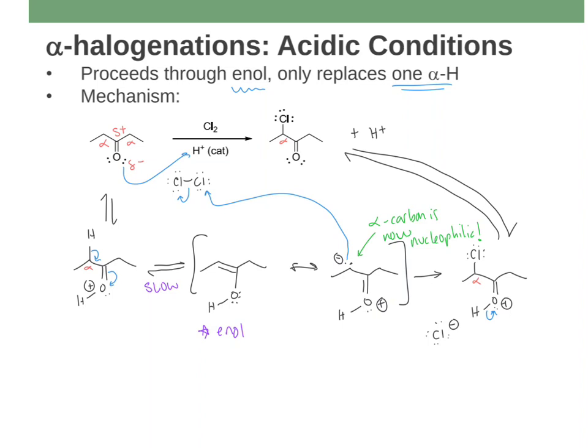Now, what I want to point out here is that this only replaces one alpha hydrogen. And that's because as soon as you get one alpha halogen on here, and let me draw this at the bottom here, the idea is that the enol that would be formed here, so let's say we have this enol, the chlorine, if you remember, is an electron withdrawer. So it makes the alkene less electron rich.